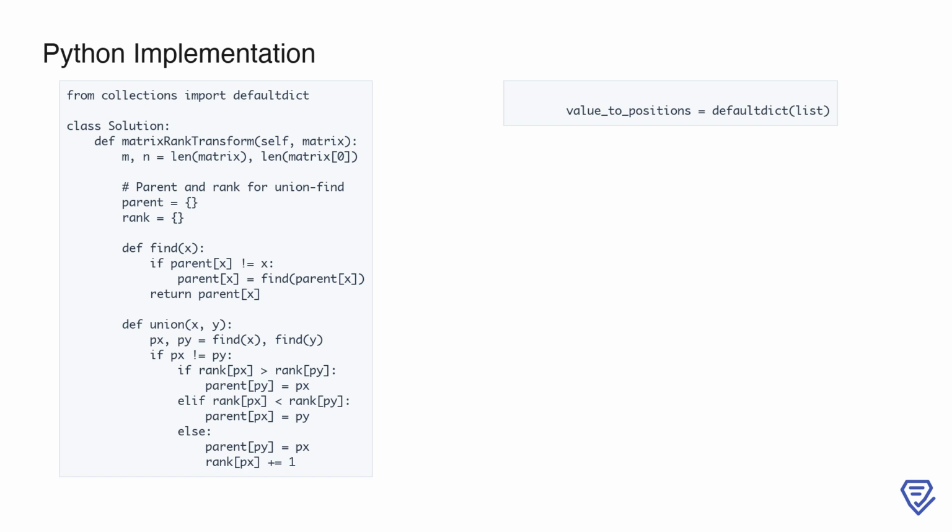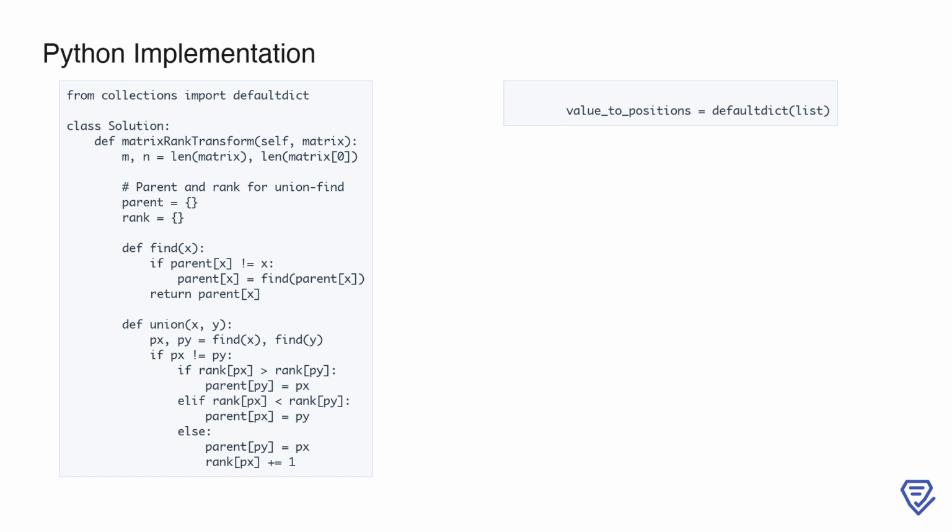To solve the rank transform of a matrix problem, we start by importing the necessary libraries and defining our solution class. Inside the matrix rank transform method, we first determine the dimensions of the matrix, M and N. Next, we set up the data structures needed for the union-find algorithm, parent and rank. These will help us manage disjoint sets, where parent keeps track of the representative for each set, and rank helps balance the merging of sets. We then define the find function, which retrieves the representative of a given element while performing path compression to optimize future queries. The union function merges two sets based on their ranks, ensuring that the smaller tree attaches to the larger one to maintain efficiency.